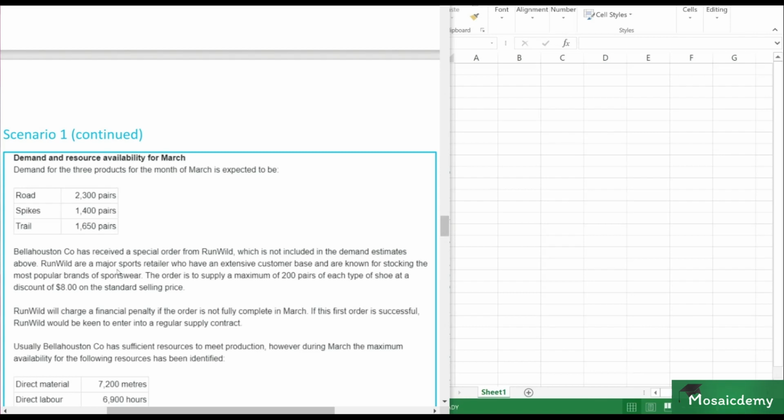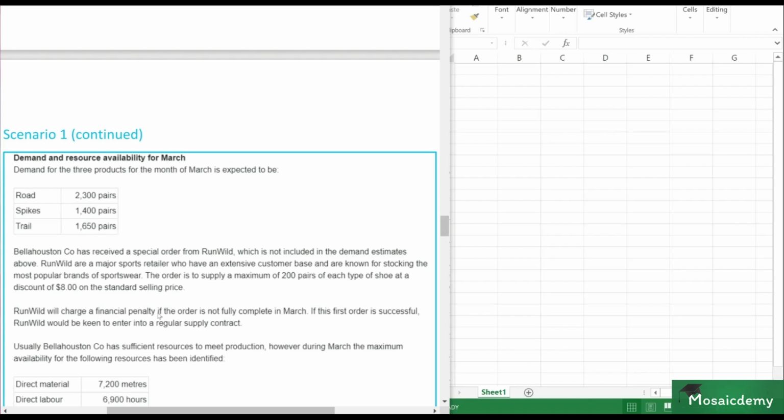Run Wild are a major sports retailer who have an extensive customer base and are known for stocking the most popular brands of sportswear. The order is to supply a maximum of 200 pairs of each type of shoe at a discount of $8 on the standard selling price. So we need to make sure that we take this discount of $8 in the price when we calculate the contribution for the demand related sales. So that's one part, and there's 200 pairs for each type of shoe.